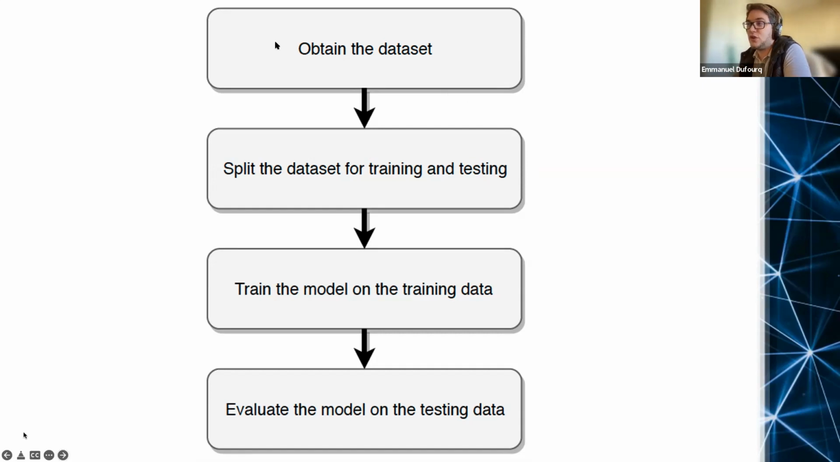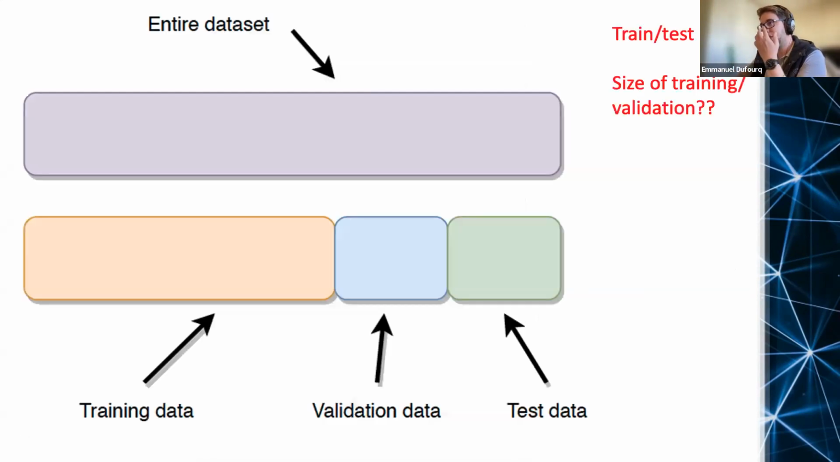But once we've got our data set, we need to split it into training and testing. Then we train the model on the training data, and we evaluate it on the test data. So that's just the high-level picture of what we're trying to do.